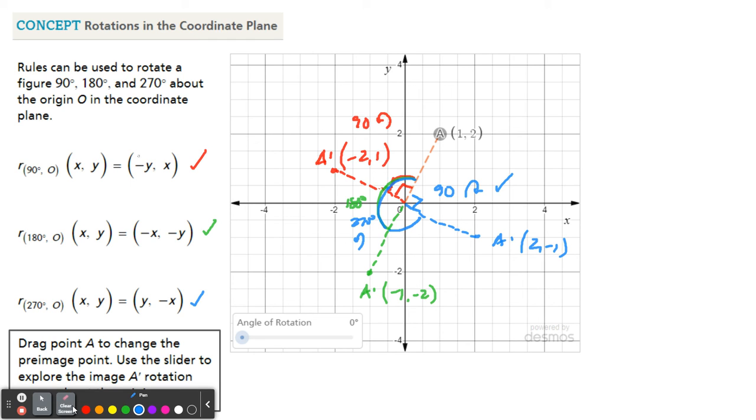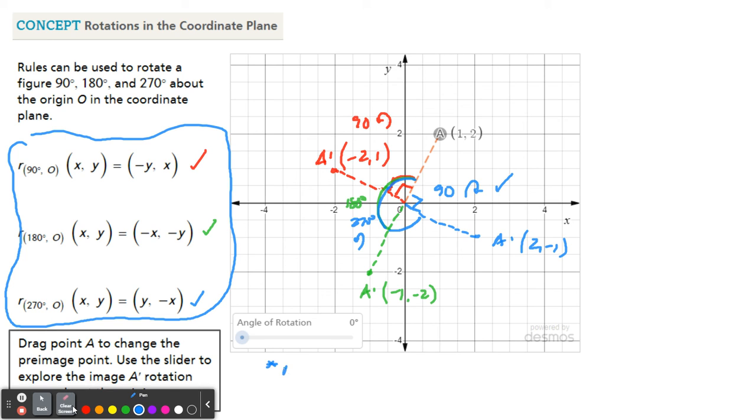One thing to note here, I'll highlight this, is that these negative signs are not negative signs, they're opposite signs. If you see the negative sign, it means opposite. Not necessarily negative, it just means opposite.